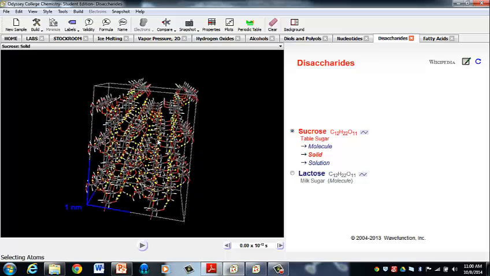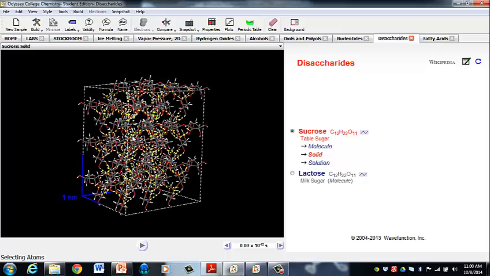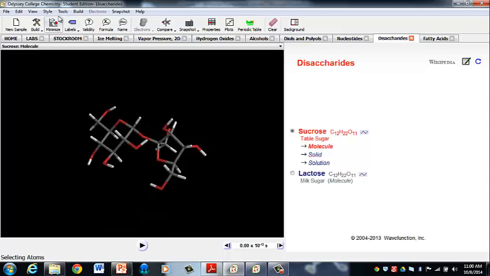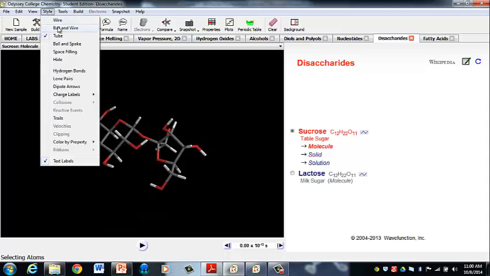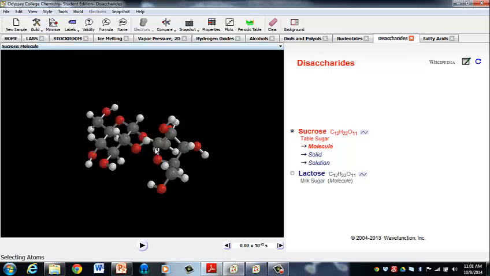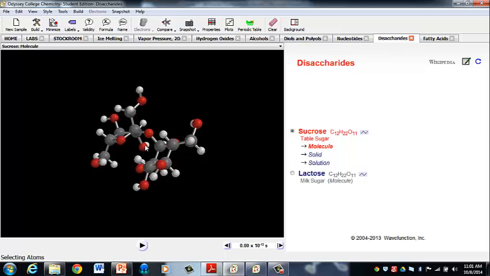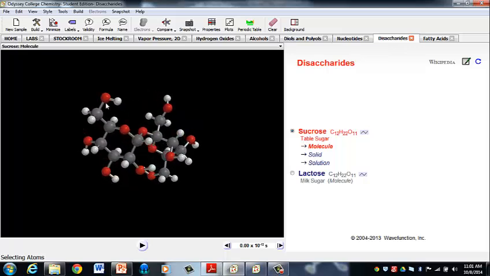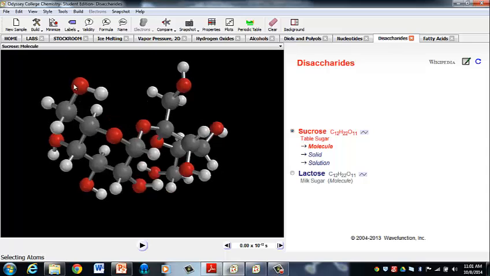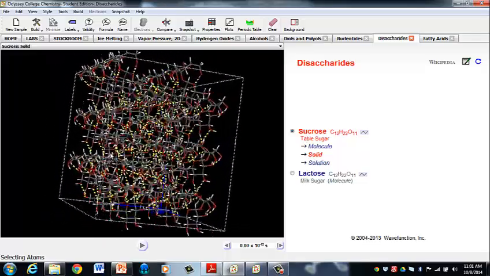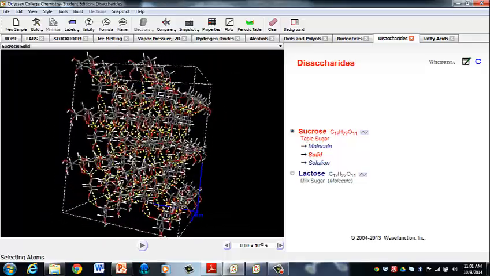Here is sugar. So if you take table sugar, a molecule of table sugar looks like this. So here's a model of a molecule of table sugar. Red is oxygen, so you see there's lots of oxygen to hydrogen bonds. And so in solid table sugar, there are lots and lots of hydrogen bonds.